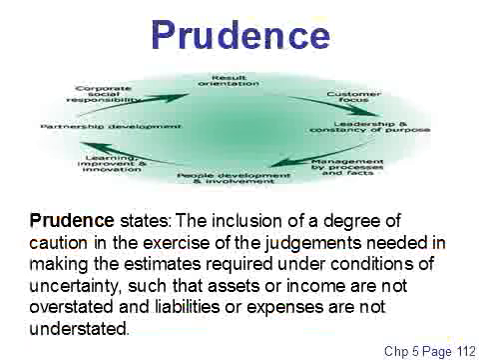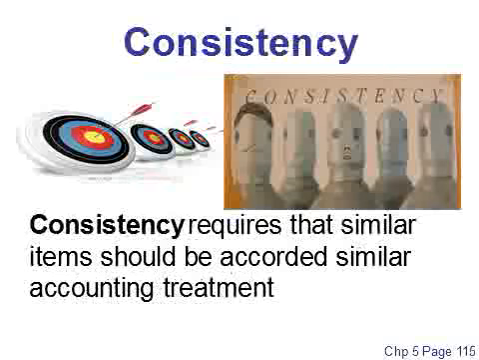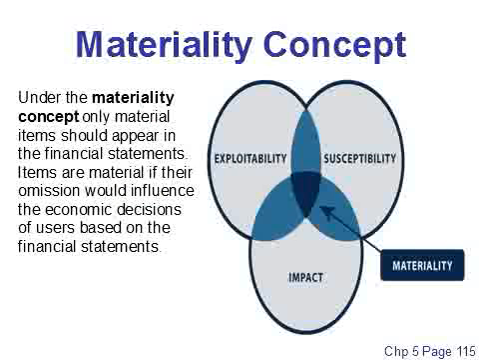Prudence. Prudence states the inclusion of a degree of caution in the exercise of the judgments needed in making the estimates required under conditions of uncertainty, such that assets or income are not overstated and liabilities or expenses are not understated. Consistency. Consistency requires that similar items should be accorded similar accounting treatment. Materiality concept. Under the materiality concept, only material items should appear in the financial statements. Items are material if their omission would influence the economic decisions of users based on the financial statements.